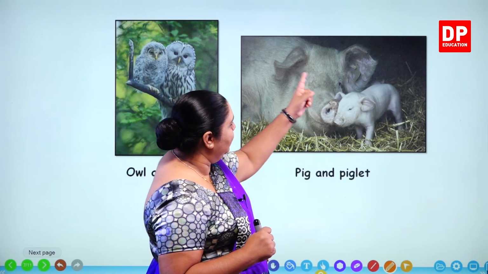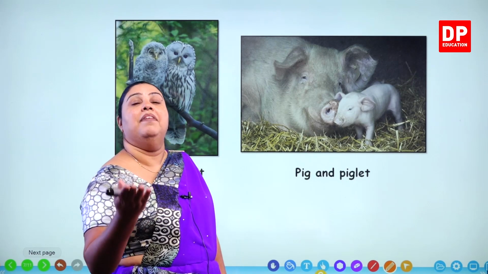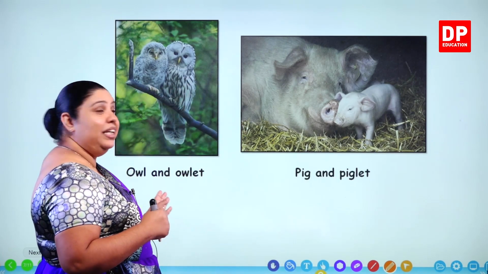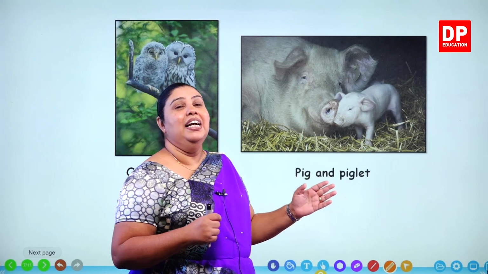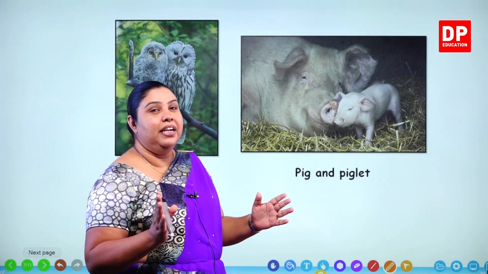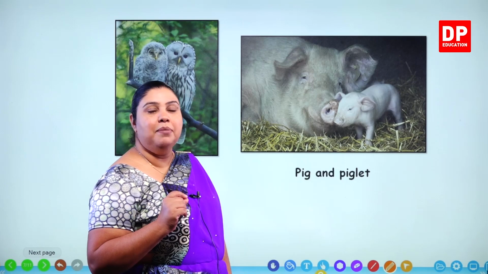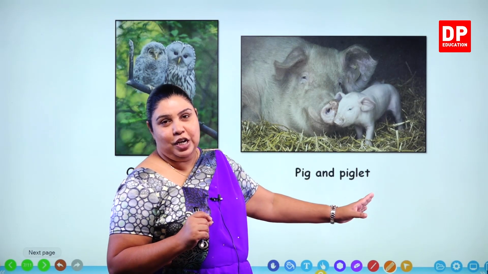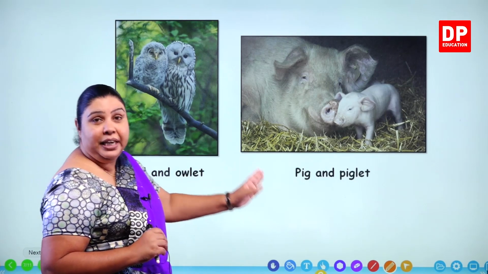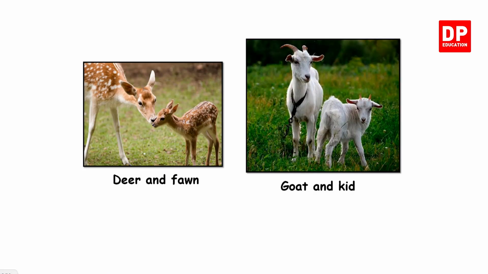We have the pig. This is the mama pig. Can you see? Very easy to write also, no? P-I-G, pig. What is the baby pig called? The baby pig is called piglet. Like the owlet, we have the piglet. We say the baby pig is called piglet. Pig, piglet. Piglet is the baby pig. Right? So now we know owl and owlet. Pig, piglet. Okay? Right. Now we will move and see what we have in our next slide.